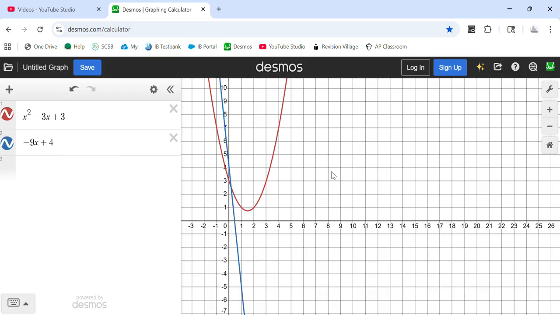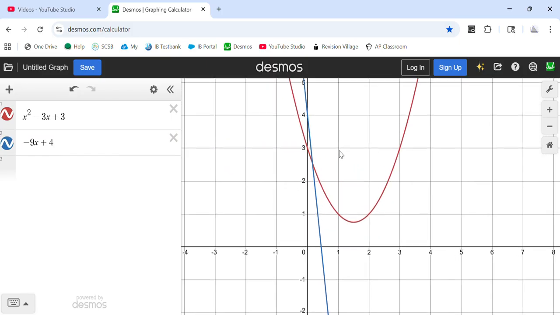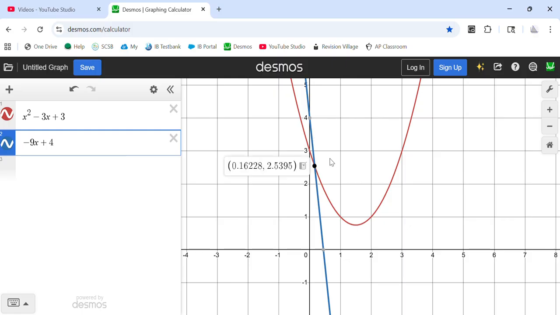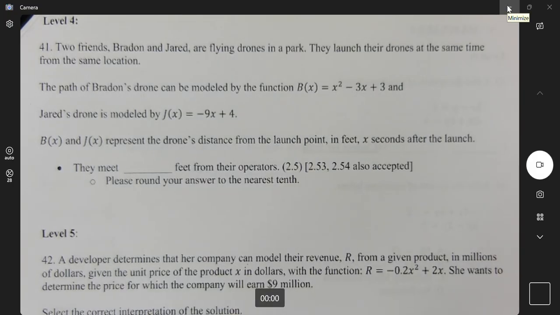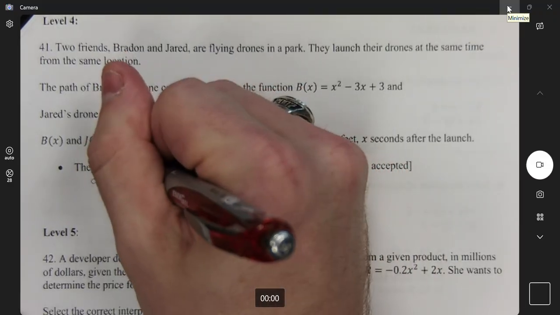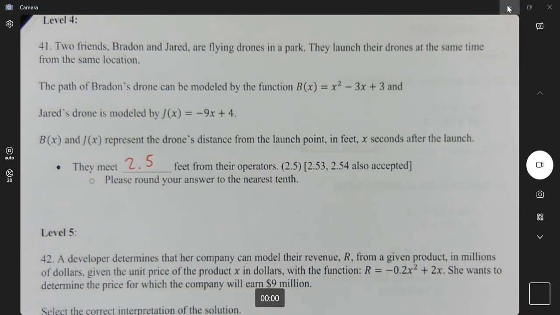It says when they meet. That means when those graphs intersect. So if you click and click, you can see that they intersect at this time, this distance. So that distance would be about 2.54, but I think the directions say please round your answer to the nearest tenth. That is 2.5 seconds. So technically the answer is 2.5 seconds. Okay? We can go ahead and clear those off. Go back. 2.5, which you can see was the right answer, but that's how you use Desmos to get it.